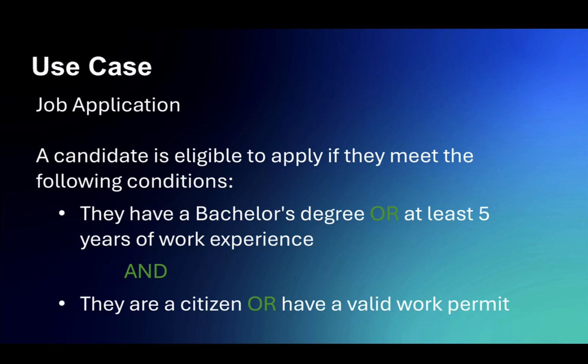There are many cases where you need to combine AND and OR conditions. In this example, we're going to take a look at a job application. A candidate is eligible to apply if they meet the following conditions. They must have a bachelor's degree or at least 5 years of work experience, and they must be a citizen or have a valid work permit. So how do we implement this?